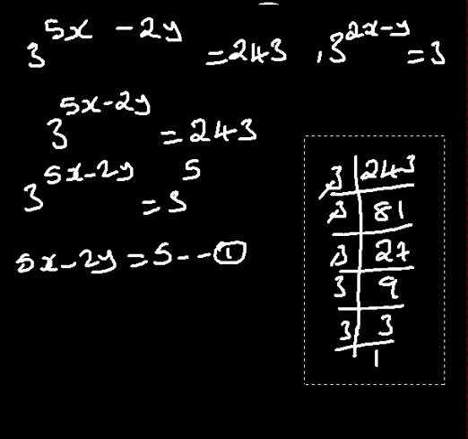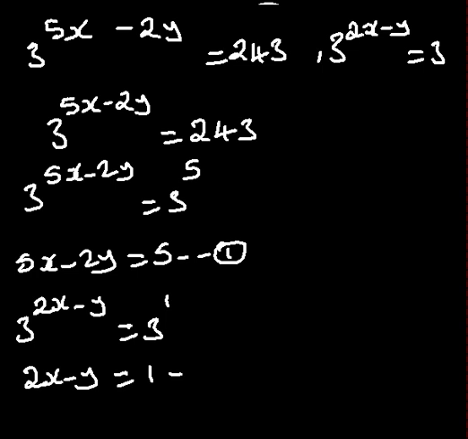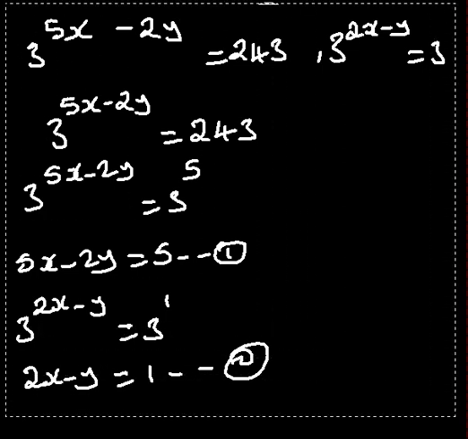We should also do the same with the other equation, in order to have the simplified version. In this case, we have the second equation, which is 3 to the power 2x minus y, which is the same as 3. Just having this 3 is the same as 3 to the power 1. Since the bases are the same, we just equate the powers. So we have 2x minus y equal to 1. This is equation number 2. From that point, you can solve the two equations simultaneously, using either the substitution method or the elimination method, whichever method you feel like using. Keep that in mind.